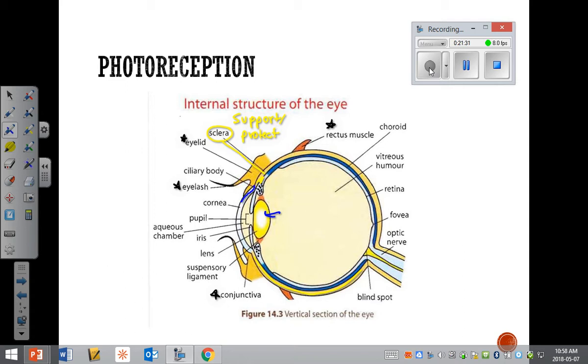If I continue right here, that's your cornea. Your cornea, while it can help protect your eye, that's not its main job. The function of your cornea is to direct light into your eye. And if your cornea is misshapen, it can lead to vision problems.